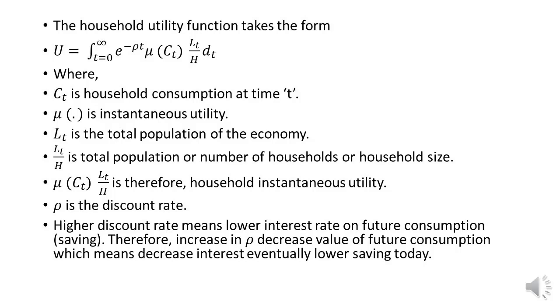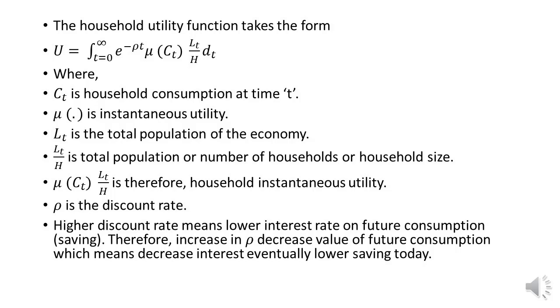The household utility function takes the form: utility is the integral over time from 0 to infinity of e raised to the power negative discount rate times time, times the utility of consumption, U(C_t) times L_t by H. I will explain this in detail. In this function, C_t is the household consumption at time t. At time t, the household has a consumption level, that is C_t. The U function, the utility function, is an instantaneous utility function. I will share the details later.